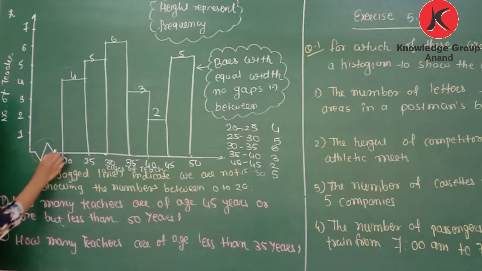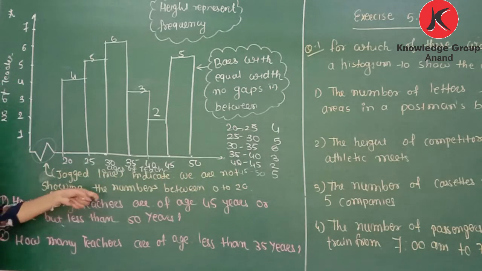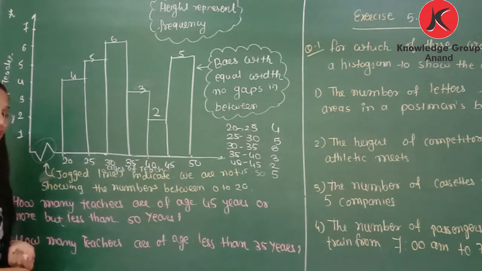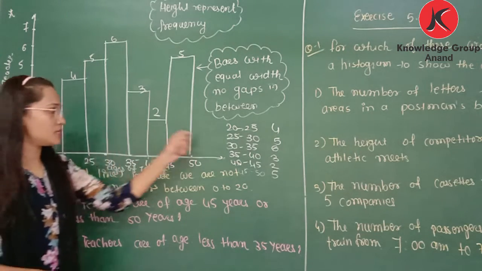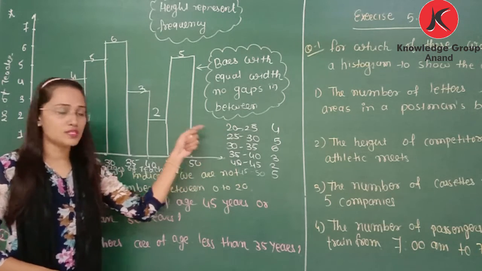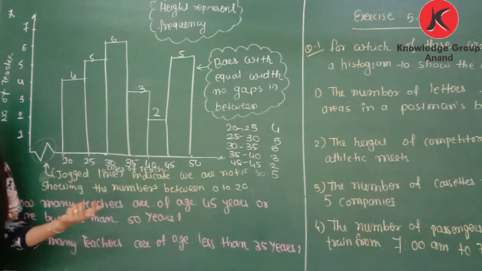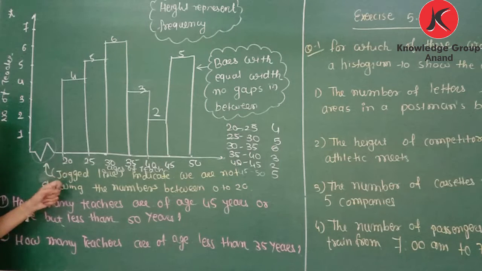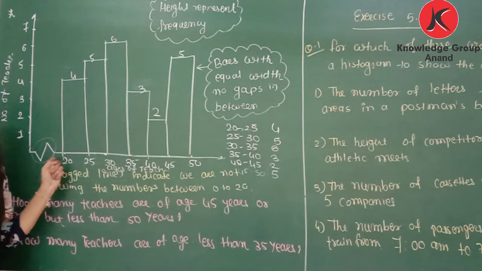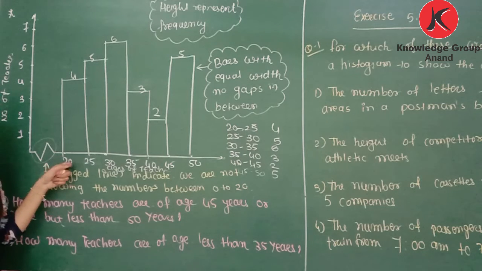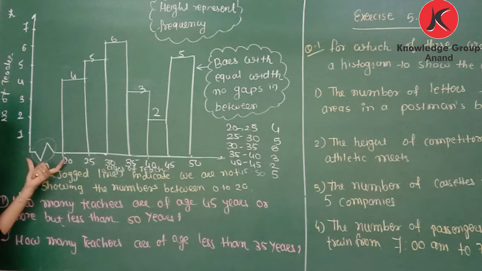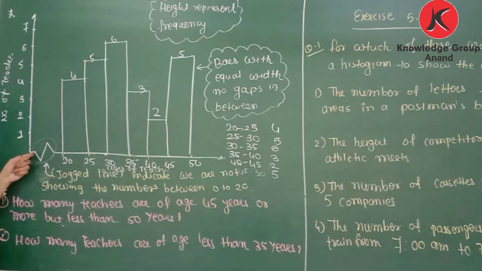Now here you can see this jagged line is given. Now what is this line? That indicates we are not showing the numbers between 0 to 20. If there is information for a teacher, it will start from 20, age of 20. So obviously there is no information for age 0 to 20. Below age 20 there will be no teacher. So that's why we are showing the jagged line. It means there is no information for 0 to 20 given. So instead of showing the space, it is better to use the jagged line. Okay, so the jagged line represents we are not showing the information from 0 to 20.